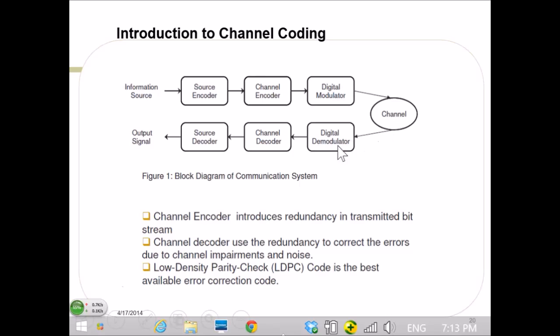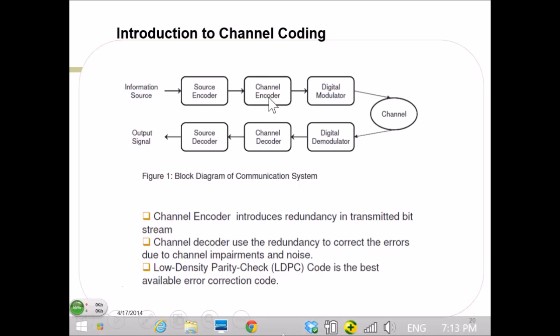Now on the receiving side, you have a digital demodulator, the inverse of the modulator, and then the channel decoder. So we're doing the error correction decoding, and then you have a source decoder. You can think of it as an MPEG decoder or a JPEG decoder.